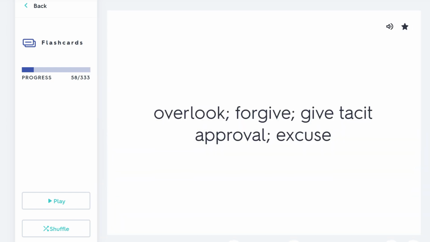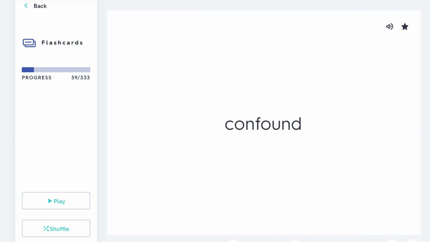Condone. To overlook, forgive, or give tacit approval for, to excuse. We shouldn't condone his behaviour. We shouldn't overlook it. In a sense, the government was condoning the business's practices by not punishing it. Condone. Confound. To confuse or puzzle. He was truly confounded by the riddle, confused, puzzled, bemused.